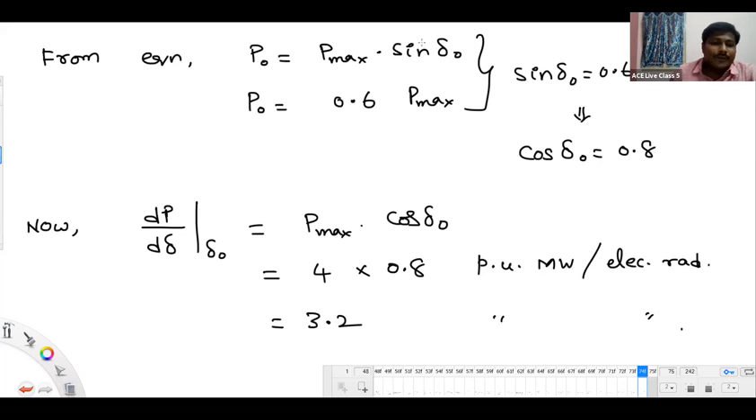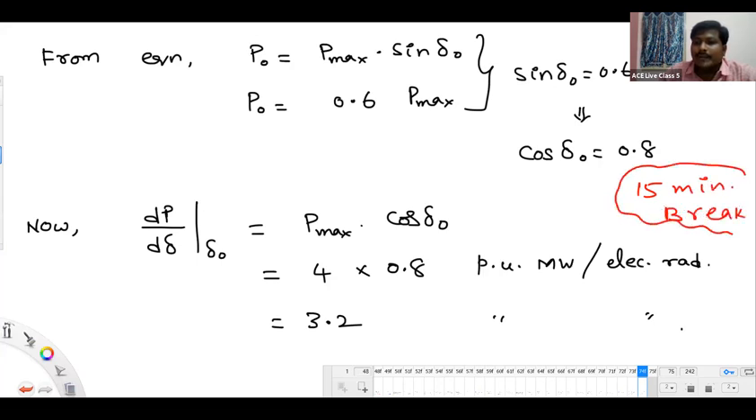So we have a break for 10 or 15 minutes. 15 minutes break, I am saying. After that break, we'll continue with some more problems here, and then we will think about methods to improve the steady state stability of the system.